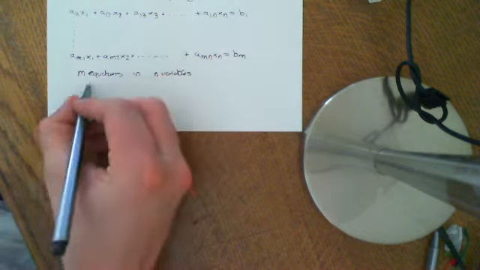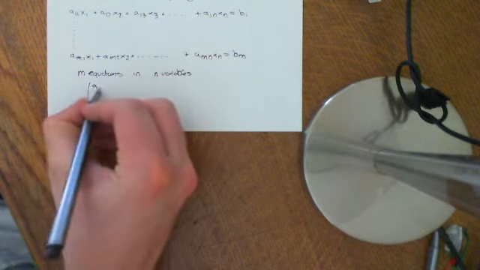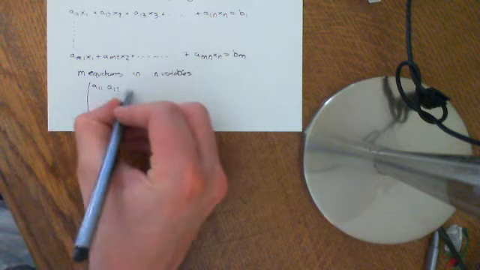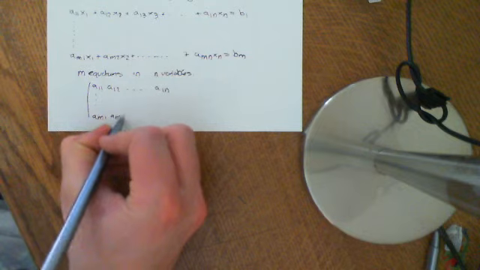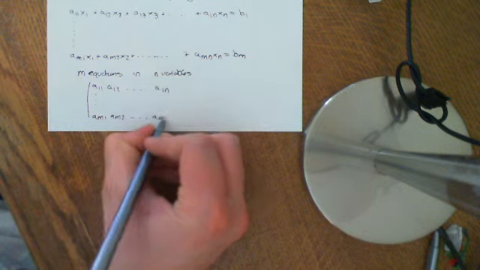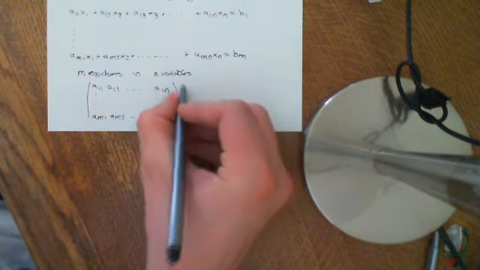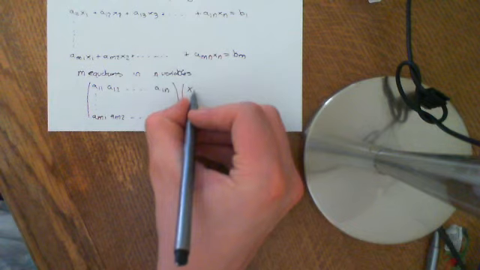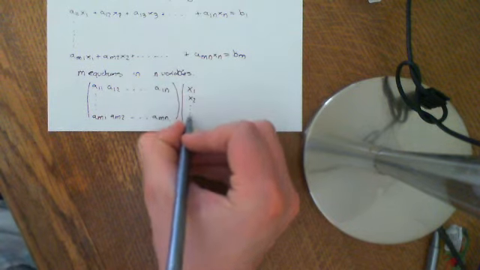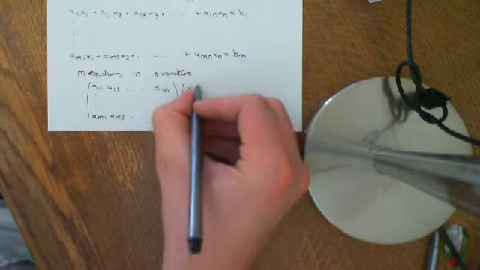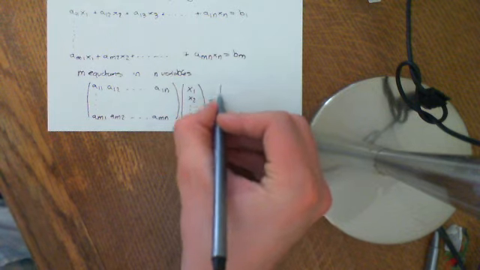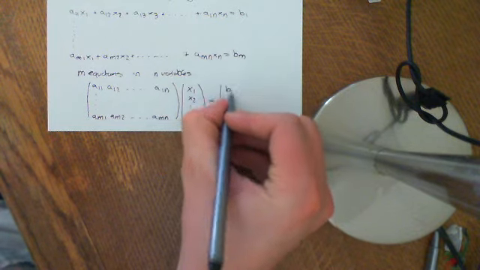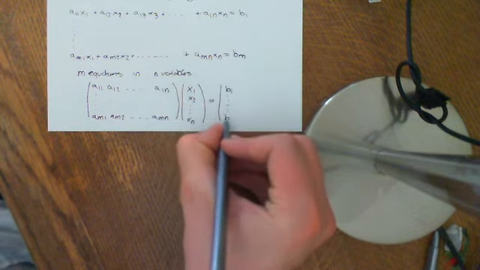We could represent it by the matrix a11, a12 all the way along to a1n, down to am1, am2 all the way along to amn. Okay, and we could multiply that by the vector x1, x2 all the way along to xn, and say that that needs to be equal to this vector b1 all the way down to bm.